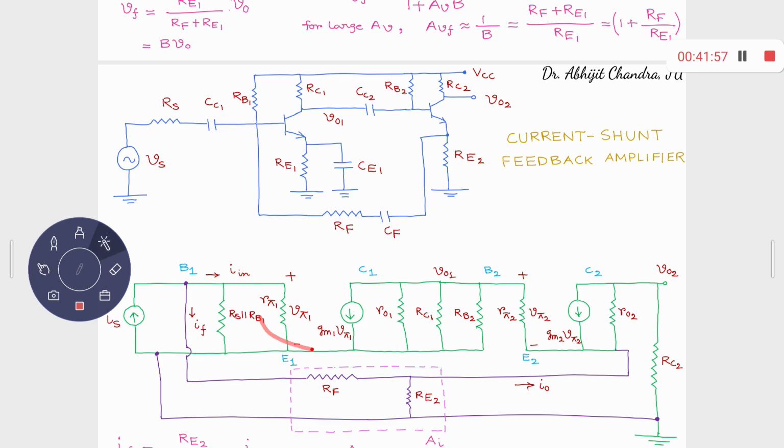This part is relatively easy. Rπ1, gm1, vπ1, ro1 for the first BJT, and Rπ2, gm2, vπ2, ro2 for the second BJT. Okay. What else? We have RB1 connected between base 1 and AC ground. So base 1 to AC ground, we should have some RB1 present over there.